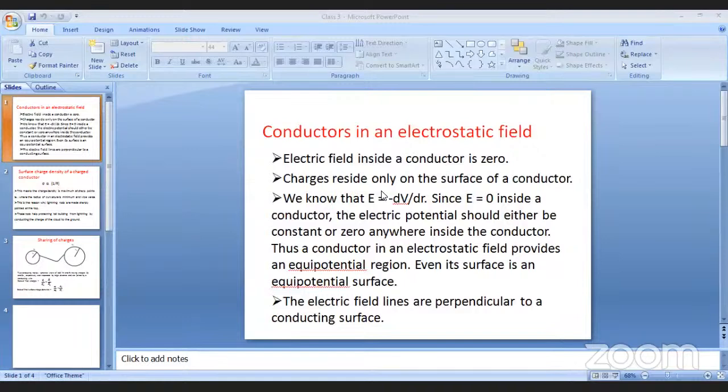As long as you keep that conductor in an external electrostatic field, the induced electric field inside the conductor starts growing, and it will oppose the external electric field. After a period of time, the electric field induced inside the conductor actually cancels out the electric field outside.